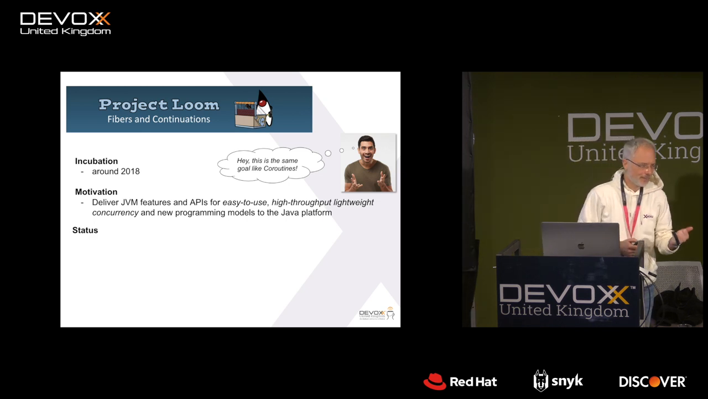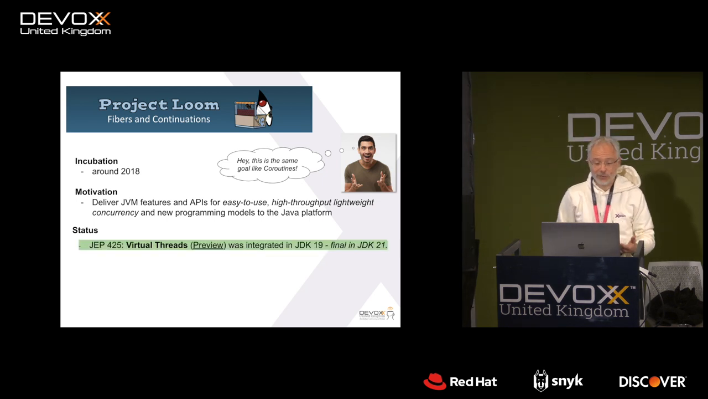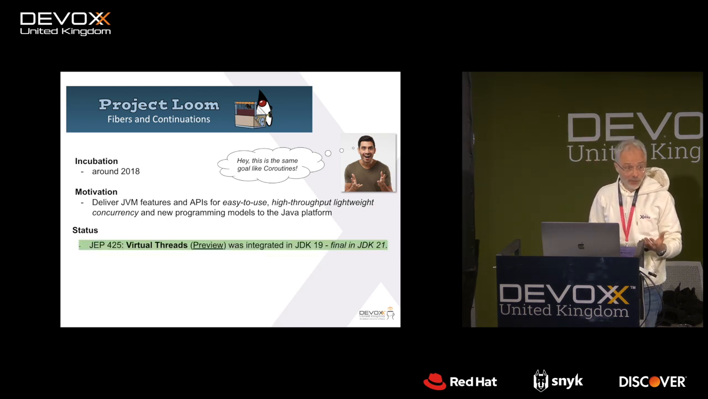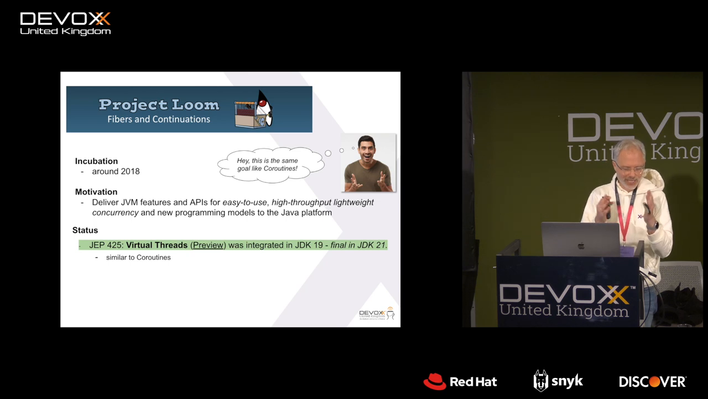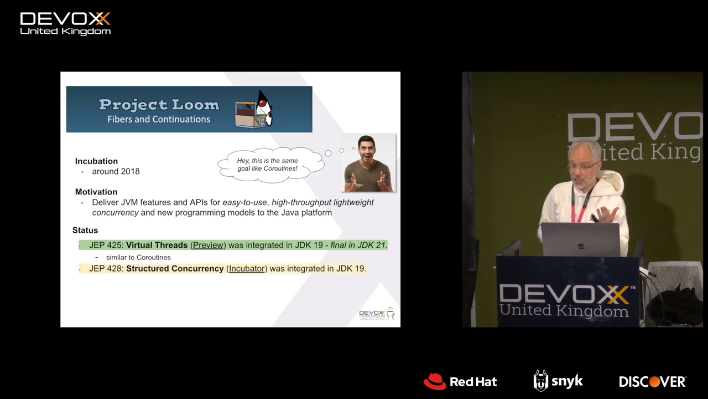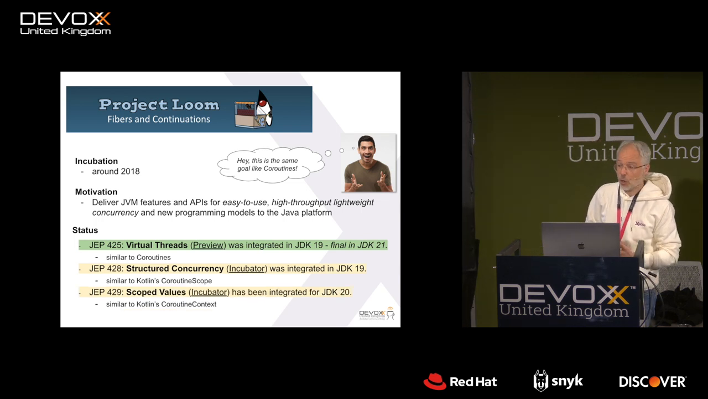Loom is not one thing. Loom is three different JEPs. JEP 425 is virtual threads, which will be final by the end of this year. This is a really great announcement. And they're very similar to coroutines, conceptually. Then you have the structured concurrency JEP, which is separate, which is similar to coroutine scope, and the so-called scoped values, which is similar to coroutine context.